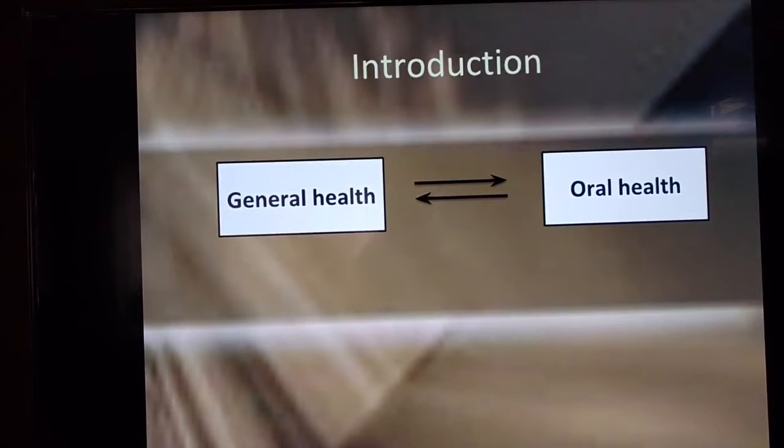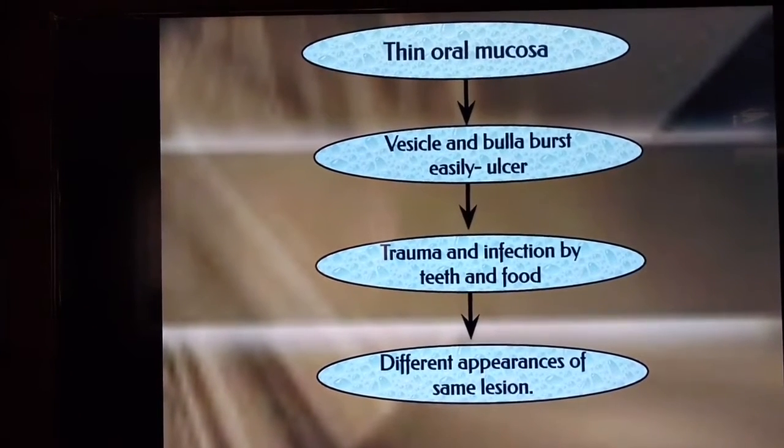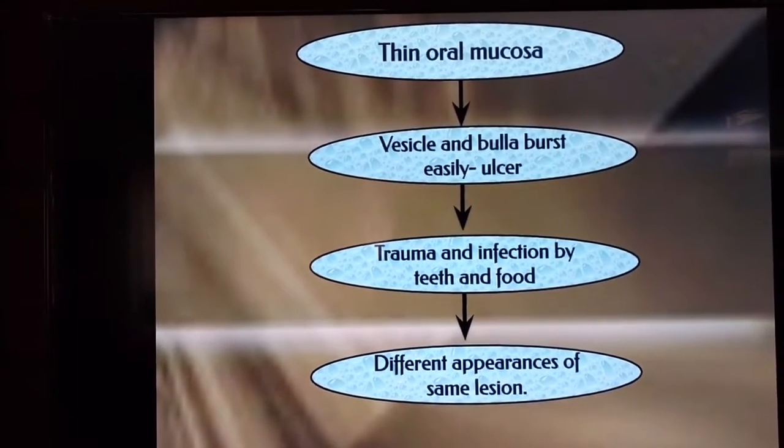In different situations that can occur, there could be a thin oral mucosa, a vesicle, a bulla, an ulceration, or a trauma that could be followed by infection, and that could lead to various types of lesions.